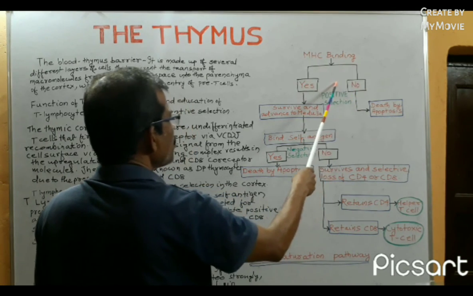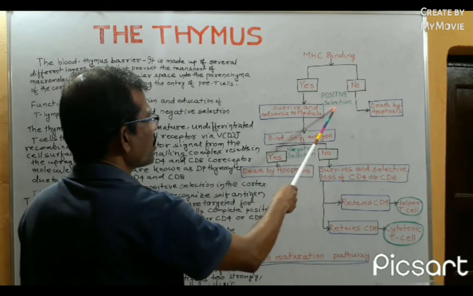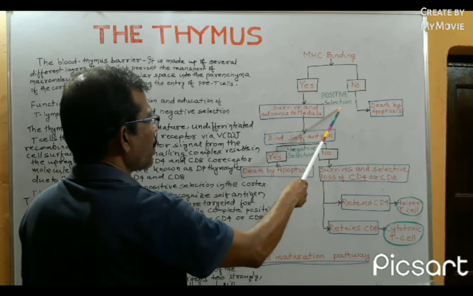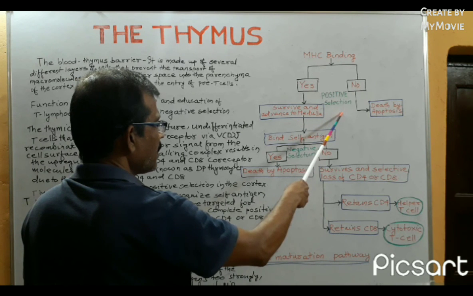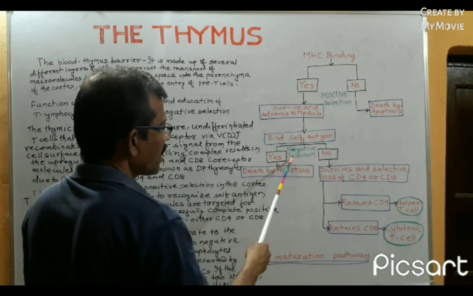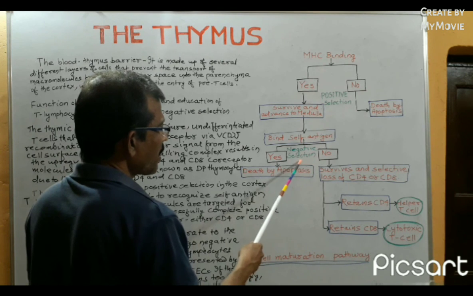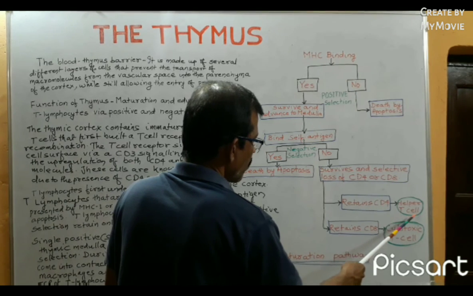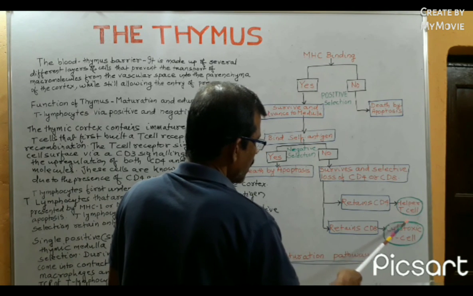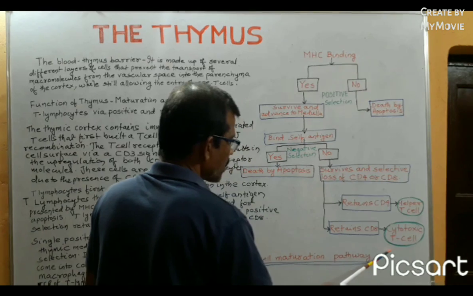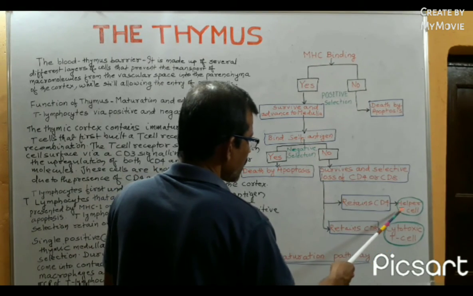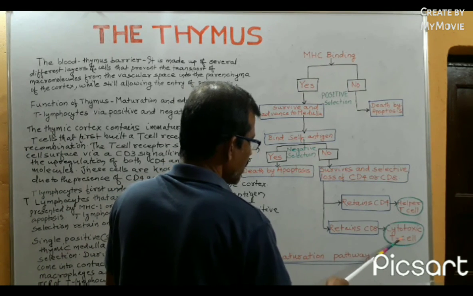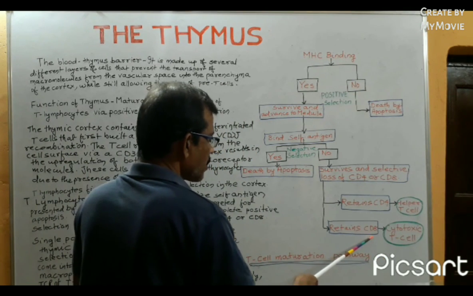These double positive T cells undergo positive selection. Those cells which successfully complete the process of positive selection then proceed through negative selection. So after negative selection, we will get two types of T cells: one is the helper T cell and the other is the cytotoxic T cell. The helper T cell retains the CD4 co-receptor and the cytotoxic T cell retains the CD8 co-receptor.